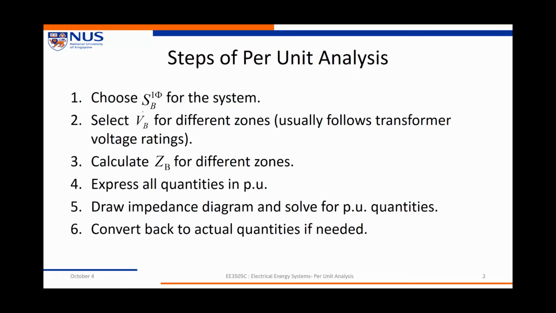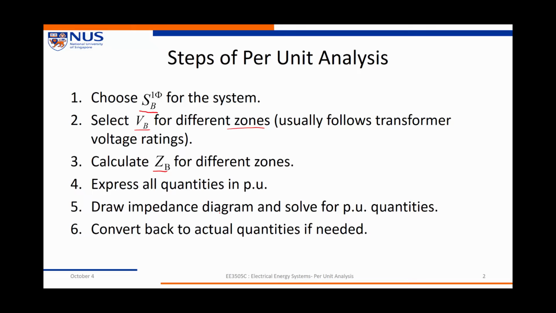The first thing we do is choose the S single phase base for the overall system, and remember this is only one value for the whole system. Then we select the voltage base for the different zones, and it usually follows the transformer's voltage ratings along with the transformer turns ratio. Then we calculate the Z base for the different zones, and express all these quantities in per unit.